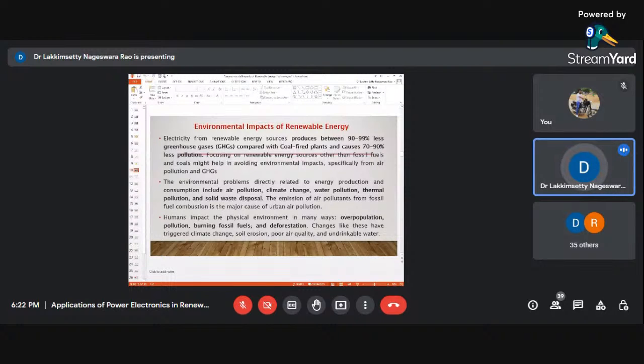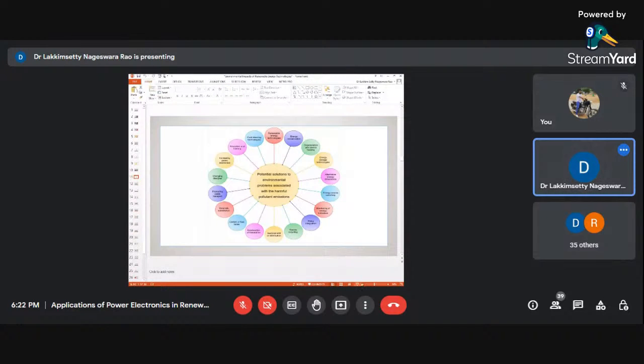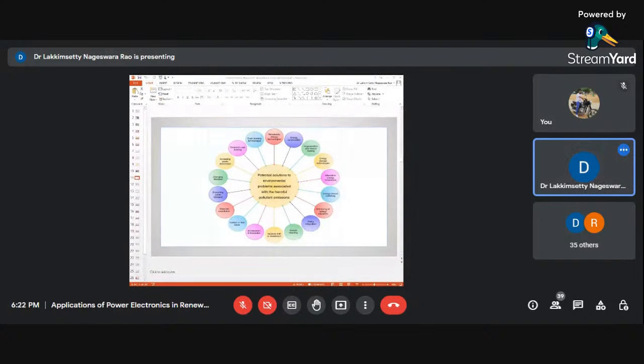As we mentioned earlier, there is overpopulation, right? Burning of the fossil fuels and deforestation definitely may be affecting living standards as well as the environmental impact. If you can see here the potential solutions to these environmental problems with the harmful pollutant emissions, here we can see some of the core areas which are related directly or indirectly, the potential solutions for these environmental problems or environmental impact.